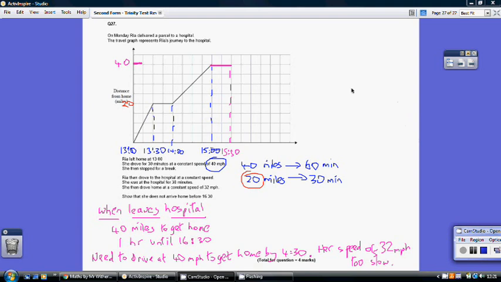Question 27. Ria left home at 1 o'clock. She drove for 30 minutes at a constant speed of 40 miles per hour. So let's think about it. At 40 miles per hour she would have gone 40 miles in 60 minutes. But she drove for 30 minutes, so half the time, so she will have gone half the distance. So she's actually gone 20 miles in this half an hour.